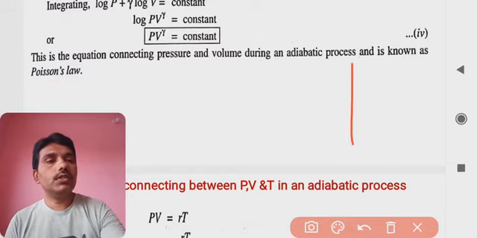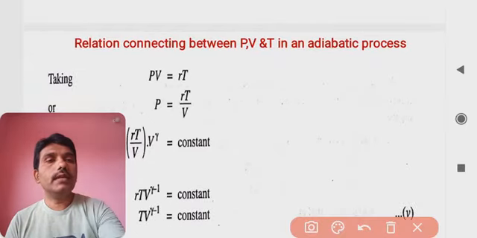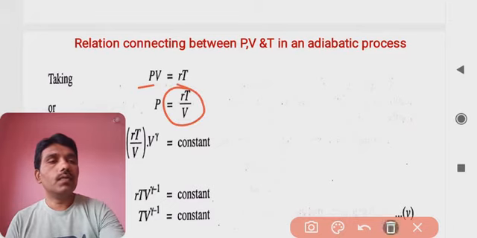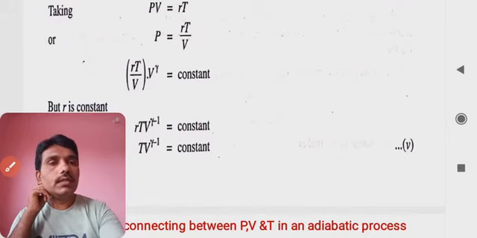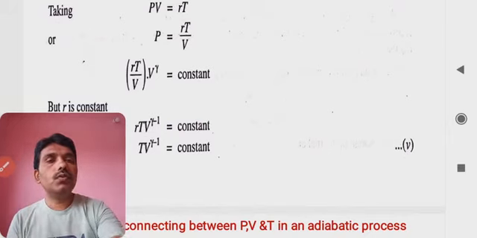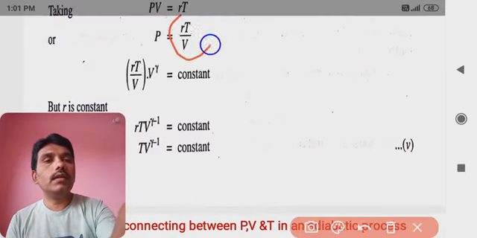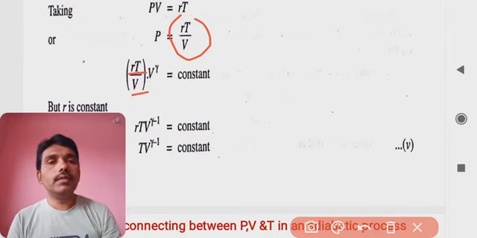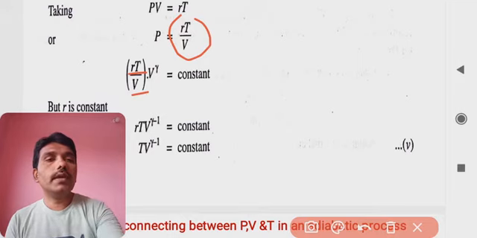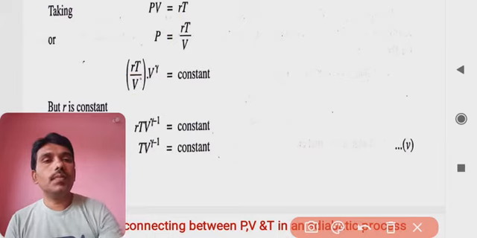Again we know the ideal gas relationship is there, and that is given by PV is equal to RT. In that case we can write P is equal to RT by V. So in this case the relation we know, P V raised to gamma is equal to constant. If we replace P with RT by V, we get a new relation: RT by V into V raised to gamma is equal to constant. And again here, V has nothing, meaning V to the power 1.